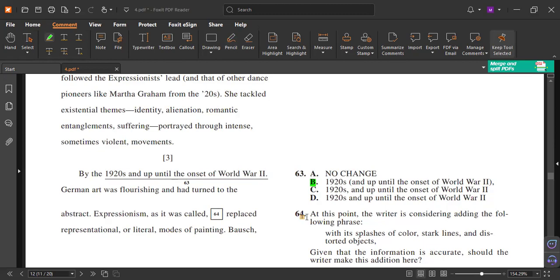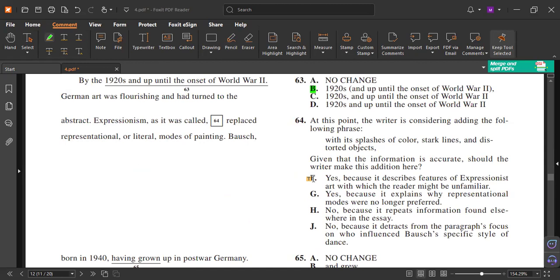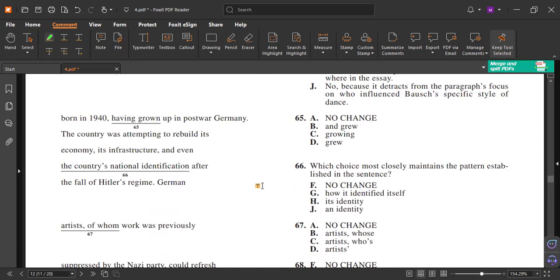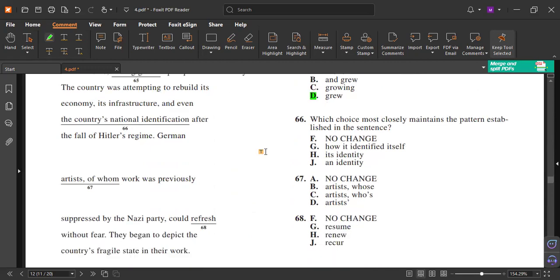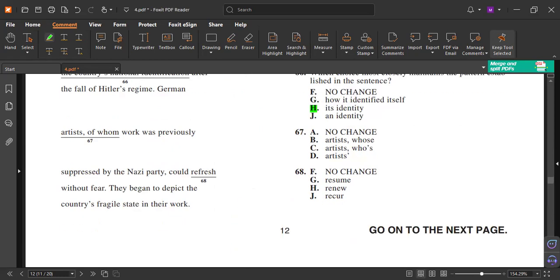4 correct. 65D. Correct. 66H. Perfect. 67B. Great.